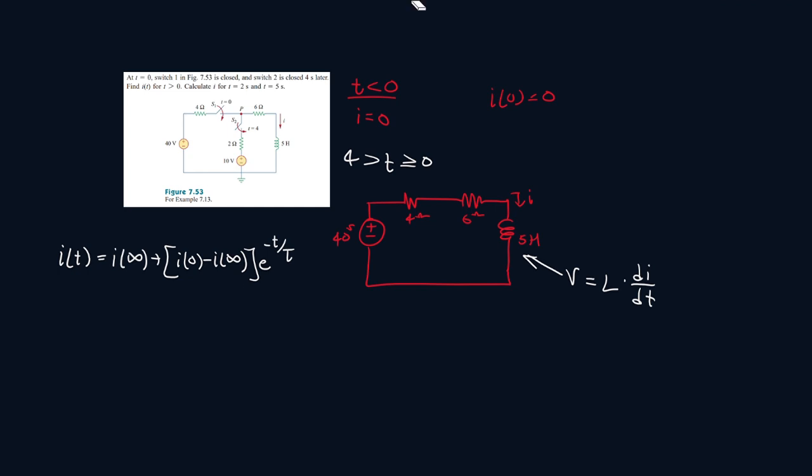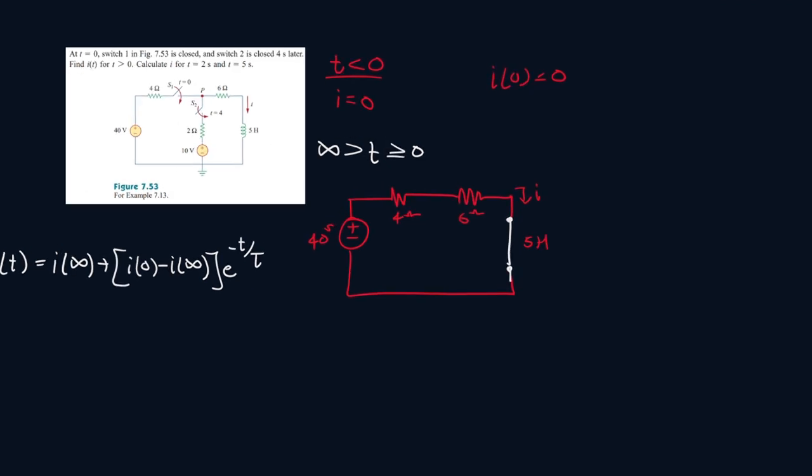To solve for i(infinity), how are we going to do this? Because this circuit is confined from 0 to 4, we're going to pretend the circuit is not confined to 4, but confined to infinity. Since it's confined to infinity, dt will be infinity, so our voltage will be 0. So we can replace this with a short circuit, and now we can solve for i(infinity).